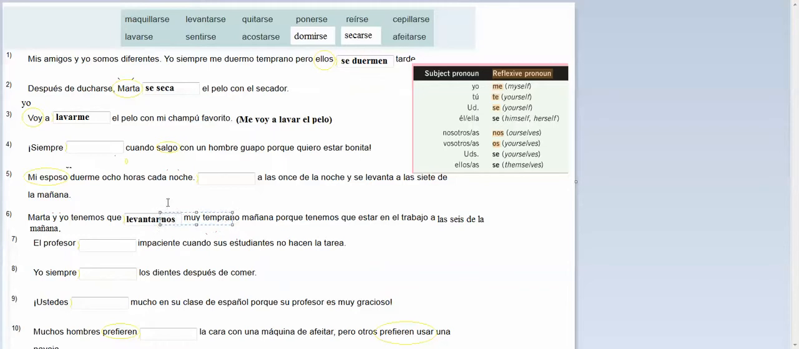However, we could, if it needs to look a little bit more like it's attached. Okay, if we weren't limited by where they put the answers, you know, they gave us a block, so they want us to put the answers in that block. If we weren't limited by that, you could have also said, Marta y yo nos tenemos que levantar. So either way would be okay.